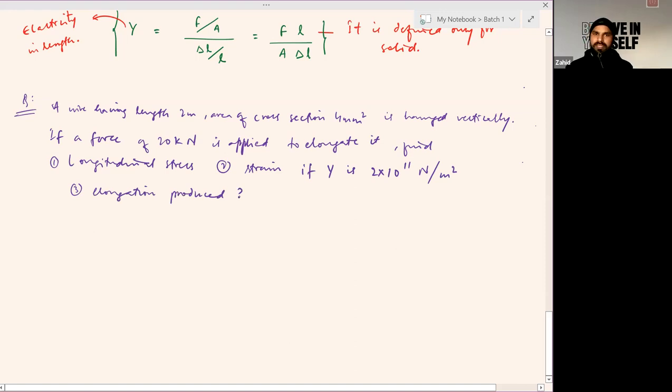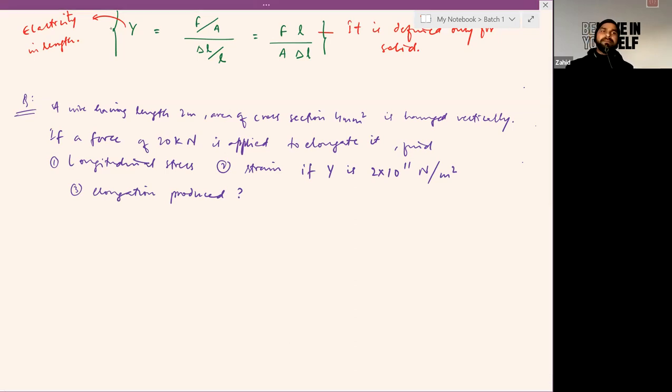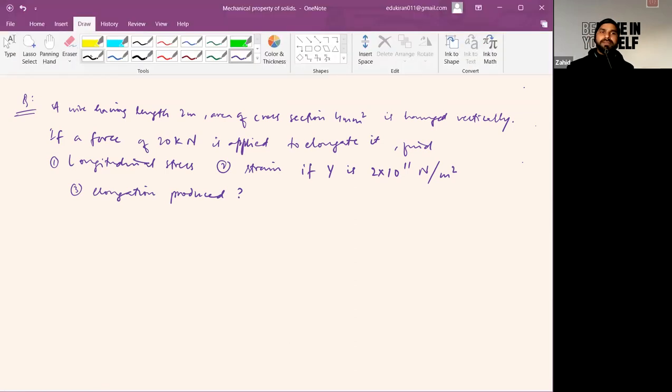First, write all the given quantities in terms of their SI units, and then apply the formula and simplify it. Try to solve.